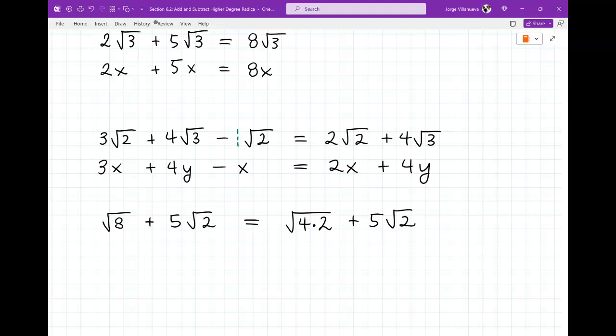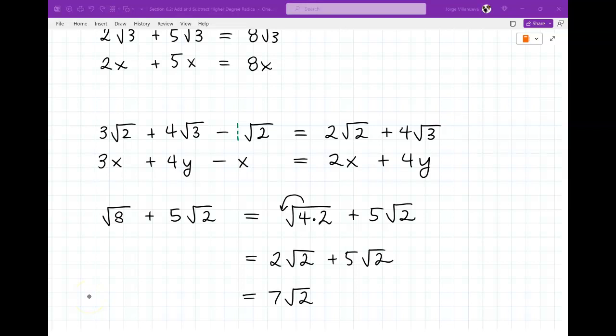And what's the square root of 4? That's 2. So this is 2 square root of 2 plus 5 square root of 2. And now they have the same radical, and if they have the same radical, I can add them together or subtract them. So 2 plus 5 is 7. This is 7 radical 2.